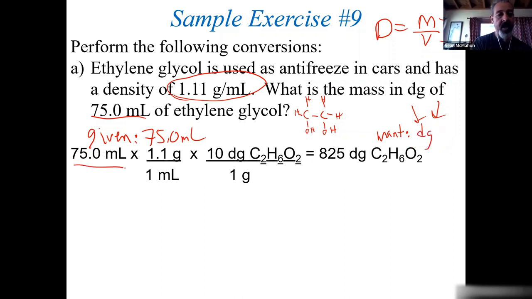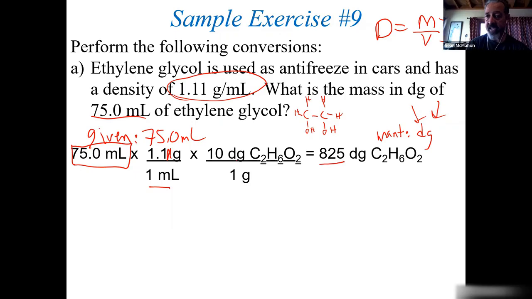So we see it right here. I start with 75 mils. In 1 mil from the density, there's 1.11 grams. There should be a 1 there. And then in 1 gram, there's 10 decigrams of the ethylene glycol. And I get 825 decigrams.